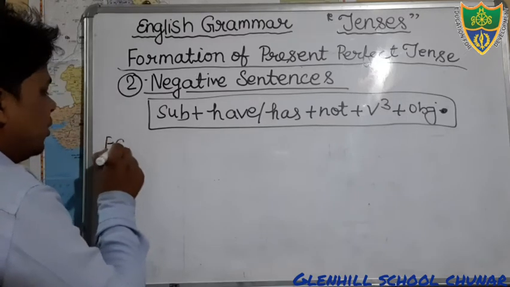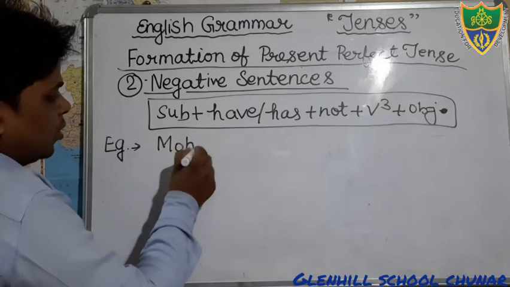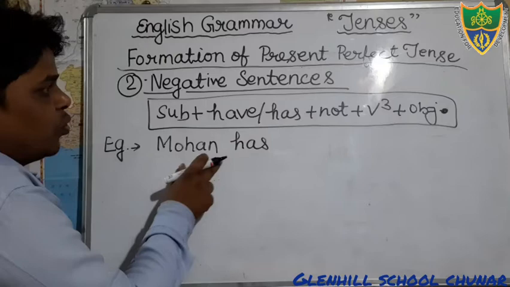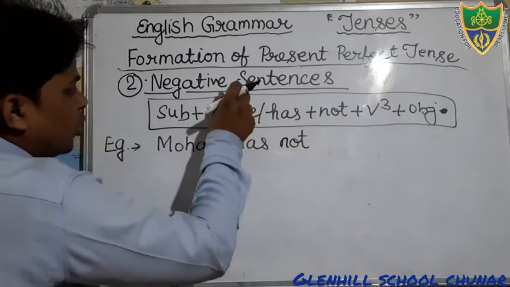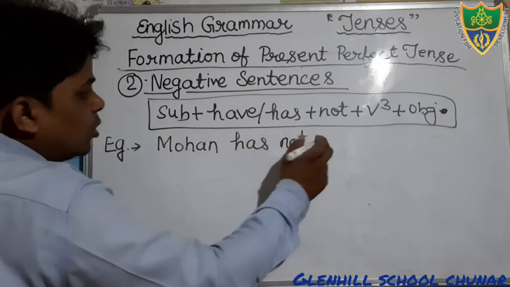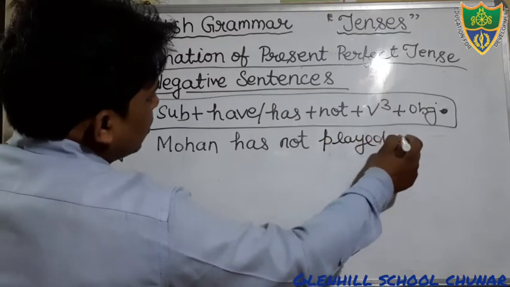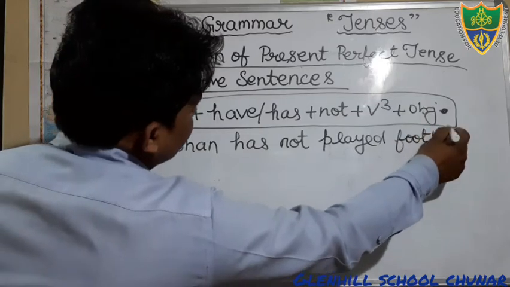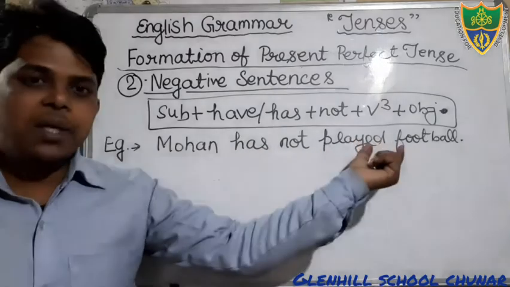We can see the example. Just see here, Mohan is singular, so we will use has. Mohan has, and we will use the negative word because we are talking about the negative sentence. So Mohan has not, then the third form of the verb, played football. Okay students, just write down this sentence. Mohan has not played football.